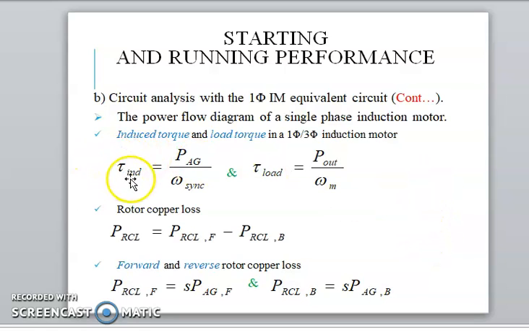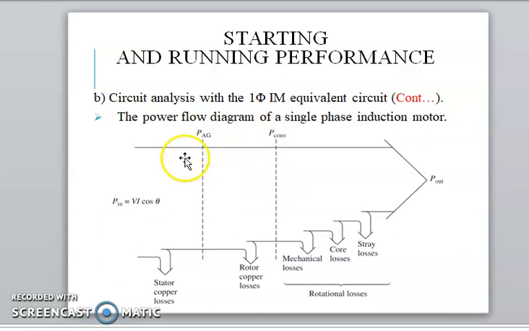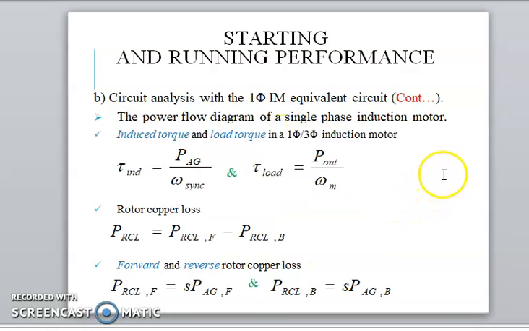In terms of induced torque, at the air gap we can calculate it as P air gap over synchronous speed. At this air gap, the speed is the synchronous speed. At the converter, the speed is the mechanical speed of your shaft. So the load torque is equal to P out over the mechanical shaft speed. This is the torque at load, and the torque induced at the air gap.